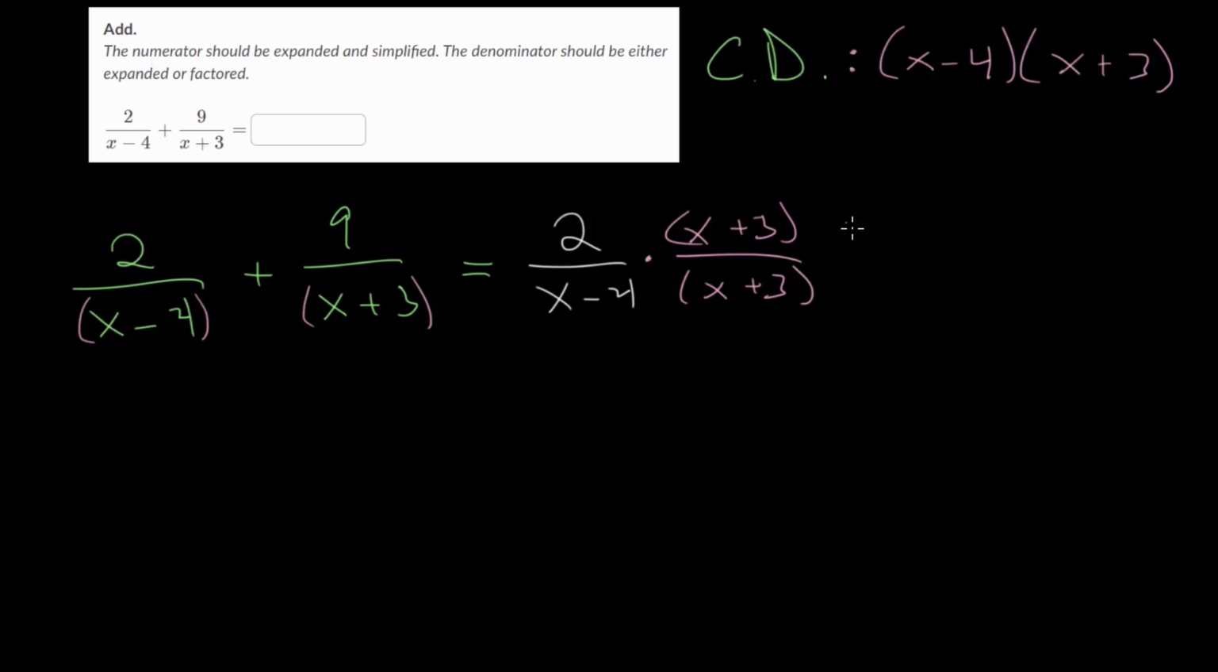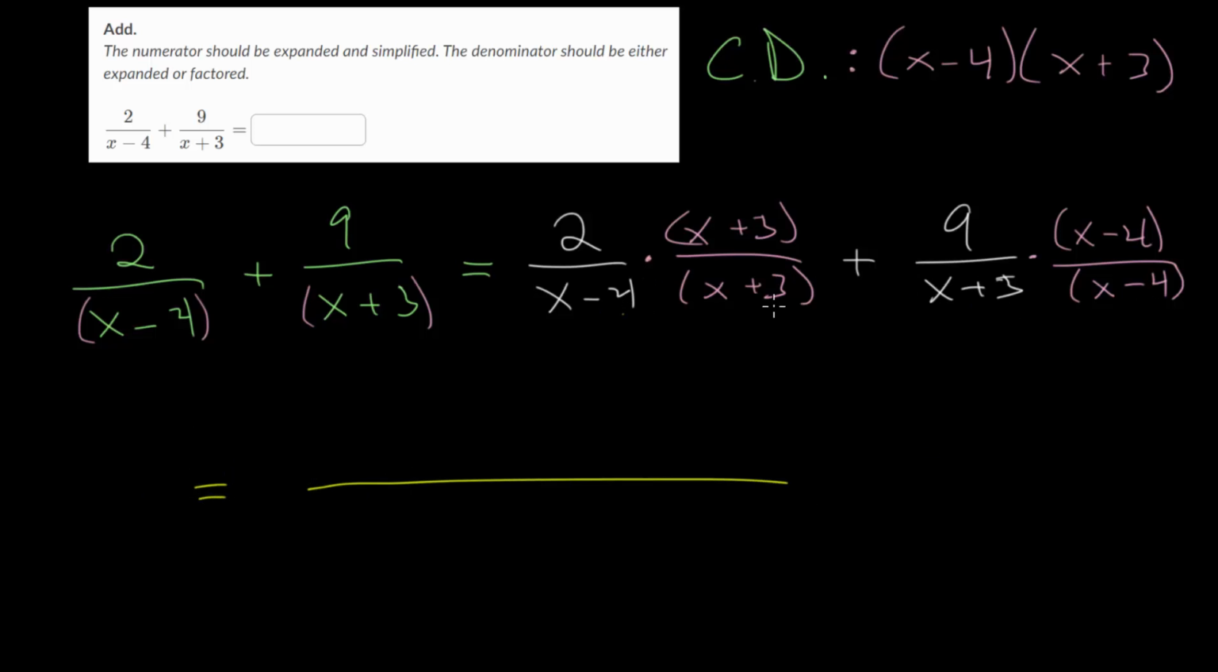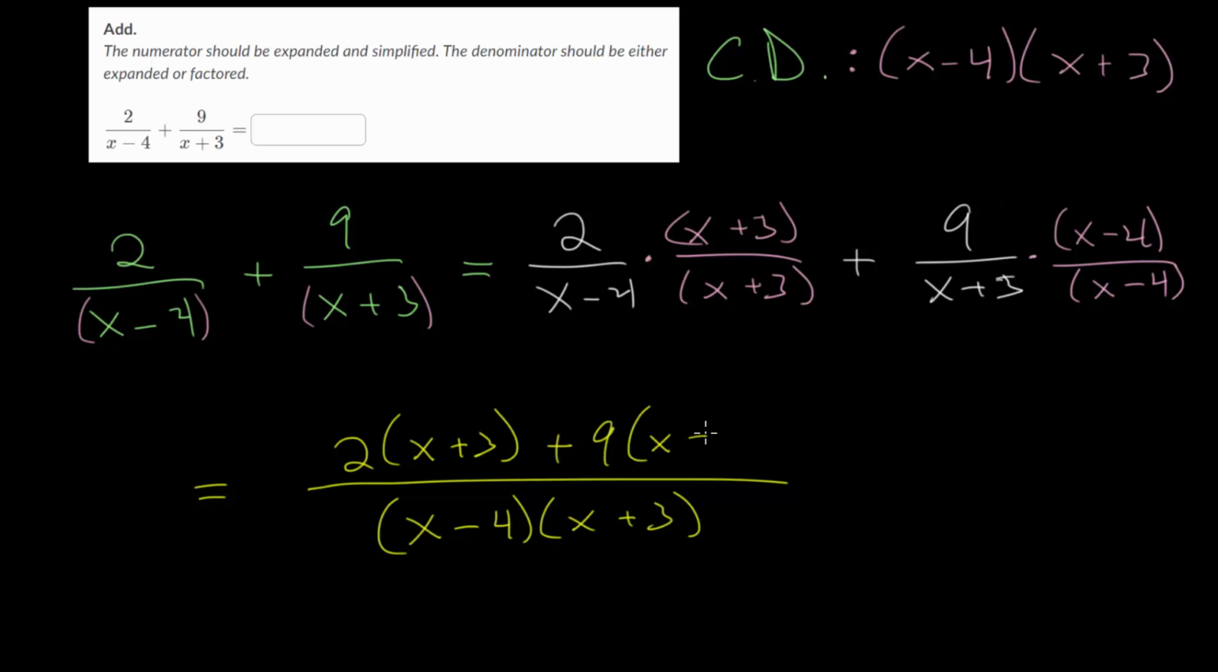Now for this next one, we'd have plus 9 over x plus 3. But again, we need to find that common denominator, so we've got to multiply top and bottom by the other factor, the x minus 4. Now I mentioned you can skip the step where you rewrite this as two separate fractions. We can now just rewrite this as one fraction since they have the same denominator, so we're just going to be adding the two numerators. So our denominator will be that x minus 4 times x plus 3 since they're now the same, and our numerator will be 2 times x plus 3, and then we have plus 9 times x minus 4.